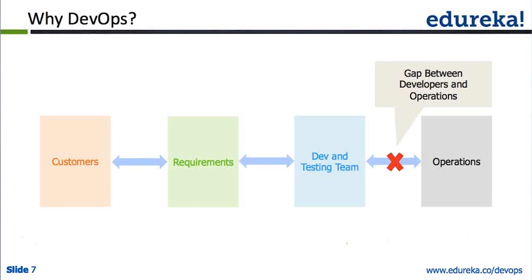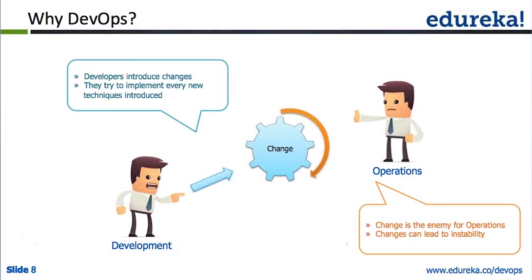So let's go to the next one and understand what are the issues or challenges that we have with the current setup, or where the DevOps mindset does not exist, right? So as a developer, you introduce change. Introducing change means you can either develop a new application, or update or modify the existing application. And as a developer, you try to implement every new technique, every new method, and then you deploy the change to production.